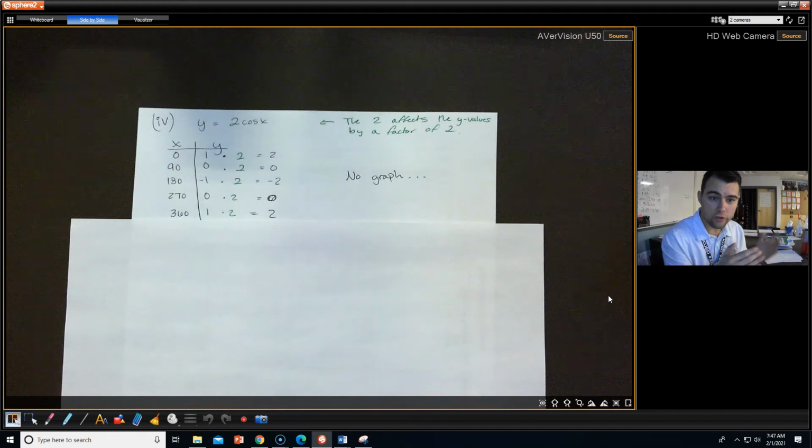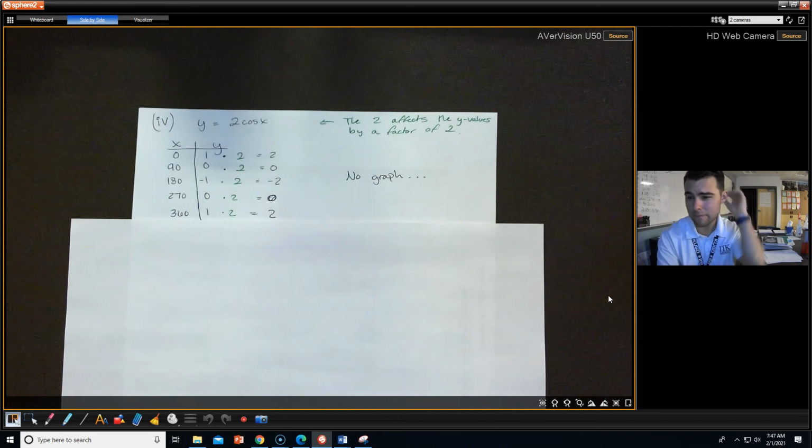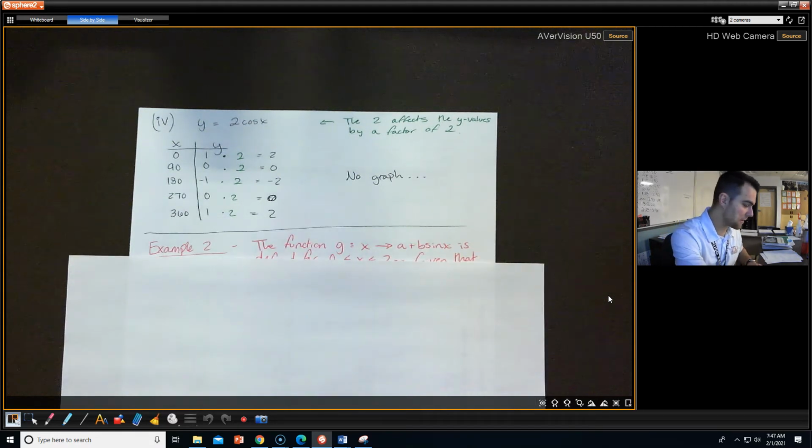And the last one, we'll go ahead and just finish her off. This is y equals 2 cosine x. The 2 affects the y values by a factor of 2. It is our a, okay? So it affects our vertical stretch and compressions. All I do is take my y values and multiply them each by 2, and so it just changes our range up a little bit. I'm not going to graph it for the sake of time. I think you get the point now, okay?